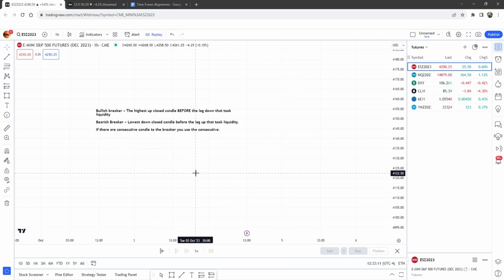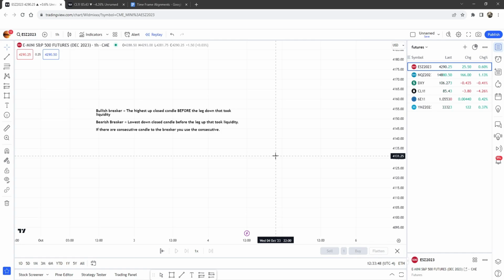There you go. So the bullish breaker is the highest up closed candle before the leg down that took liquidity. Everybody keeps asking me this question, but you need to take every single word exactly for what it means. When I say the highest up closed, that means we're looking for the closing price. So the highest up closed closing price before the leg down that took liquidity. It needs to be before the leg down that took liquidity. It needs to be the closing price.